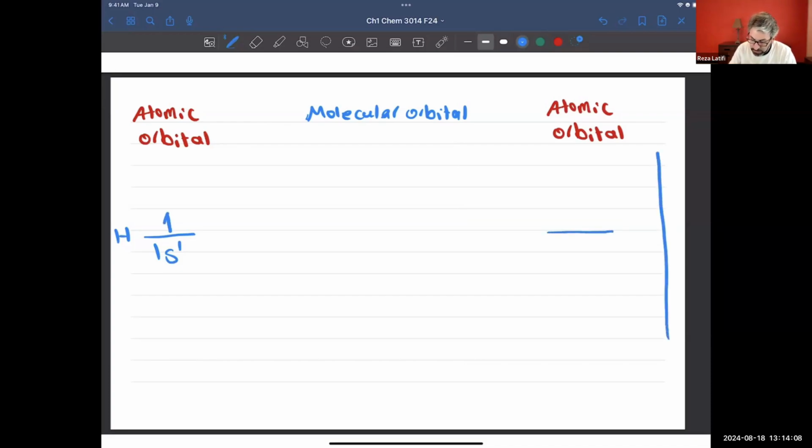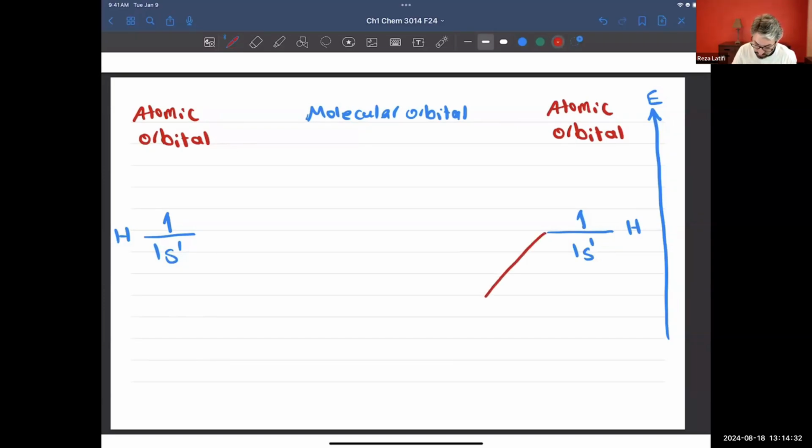As we go up, energy increases. We're going to have one s, that's another hydrogen, and it has one electron in it. These two are going to reach each other. When they reach each other, they will give you two possibilities. They can be constructive interference or destructive interference.